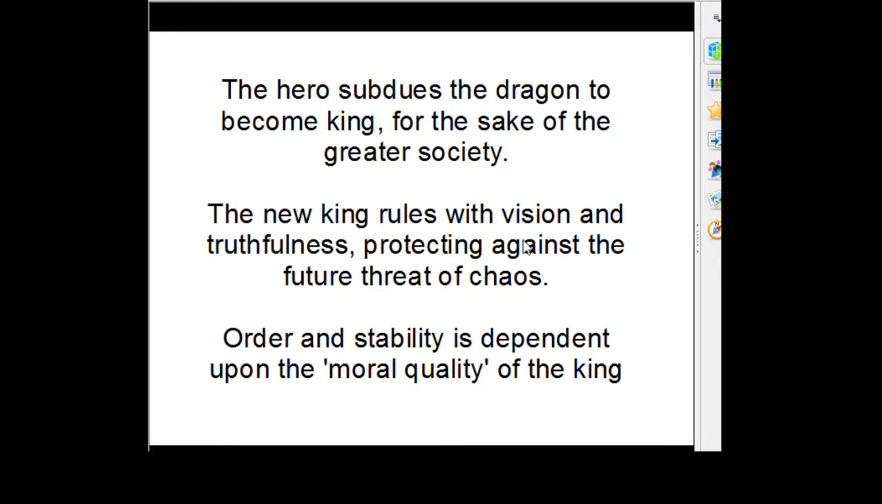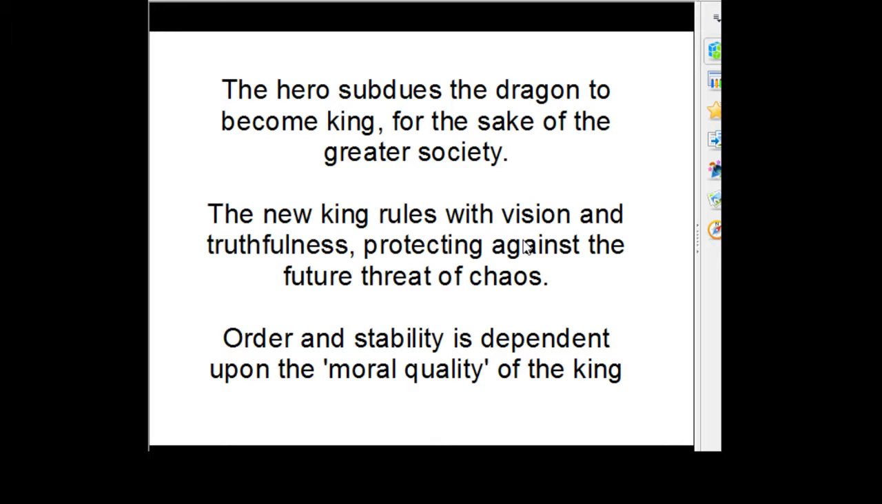So the basic concept is that the hero subdues the dragon, which represents chaos, in order to become the king for the sake of the greater society. It's necessary for the hero to subdue the chaos first, and because they are able to do so, they are the one worthy to become king. Now, the new king has very particular attributes.